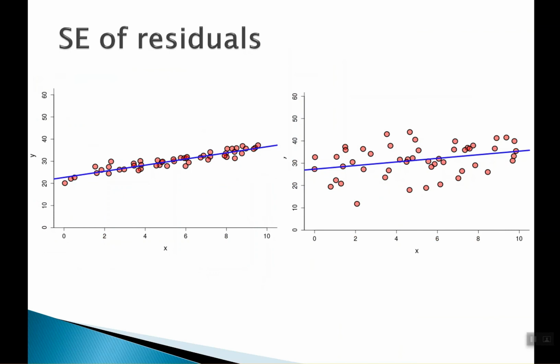It may help to look at a picture to see how this works. So standard error of the residuals, that's basically telling you how much spread you have around the regression line. So here, these two have the same slope, but there's much less spread in the first picture. So when there's less spread, it's easier to see the relationship, right? You have stronger evidence of a relationship in the first picture than you do in the second picture.